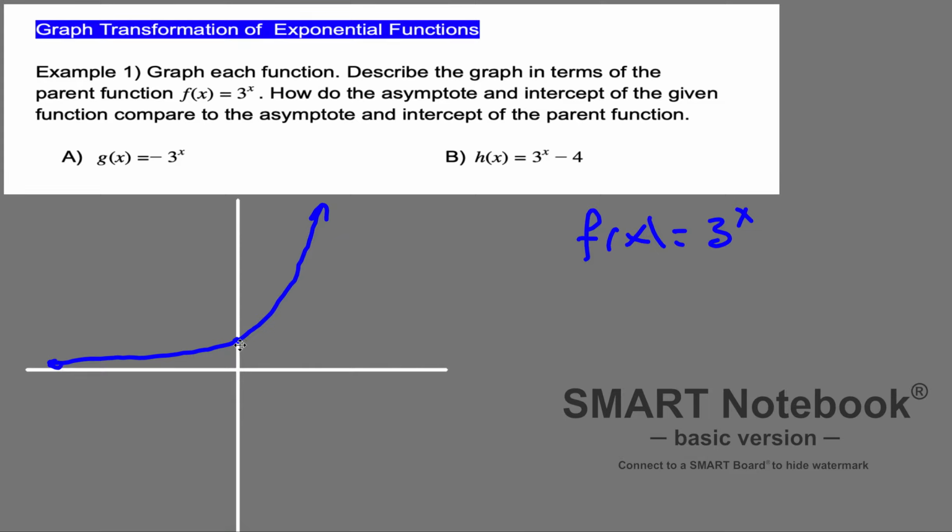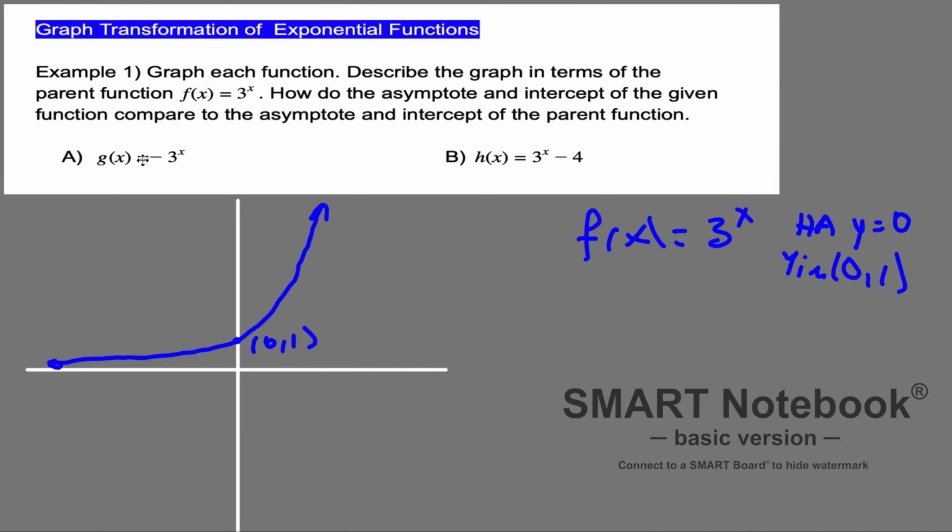And what happens with this function? The intercept here is (0, 1). That's the y-intercept; the x-intercept does not exist. And the horizontal asymptote for this blue function, the parent function, is y equals 0. So let me write this here, the horizontal asymptote, y equals 0. We want to know the y-intercept and the horizontal asymptote. The y-intercept, let me see here, is (0, 1).